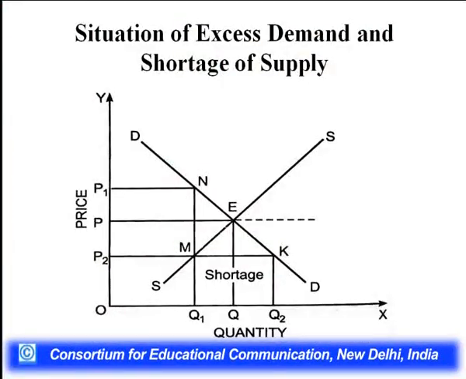So, under this situation, there will be a shortage in the market. Since the price is lower than the equilibrium price, the quantity demanded will be more and quantity supplied will be less. So, this creates a kind of shortage, a supply deficiency or excess of demand in the market.